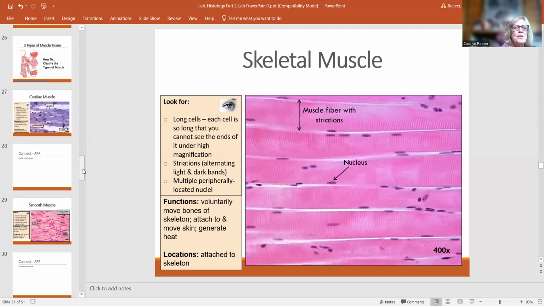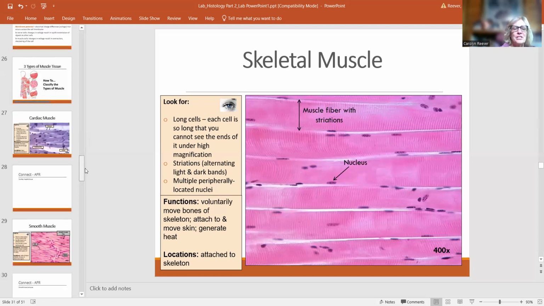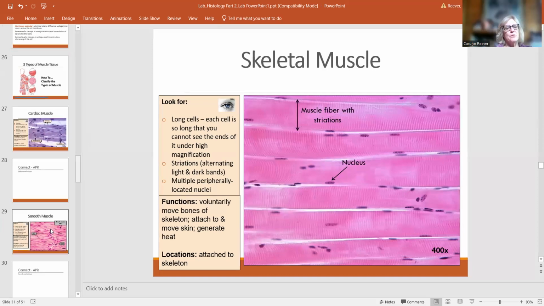Let's see what else. Which ones are voluntary and which ones are involuntary? So, cardiac and smooth are involuntary, skeletal is voluntary. Right. You can control movement of things. Some things are reflexes and you can't really control them and they involve your skeletal muscles, but for the most part, we can control the movement of our muscles.